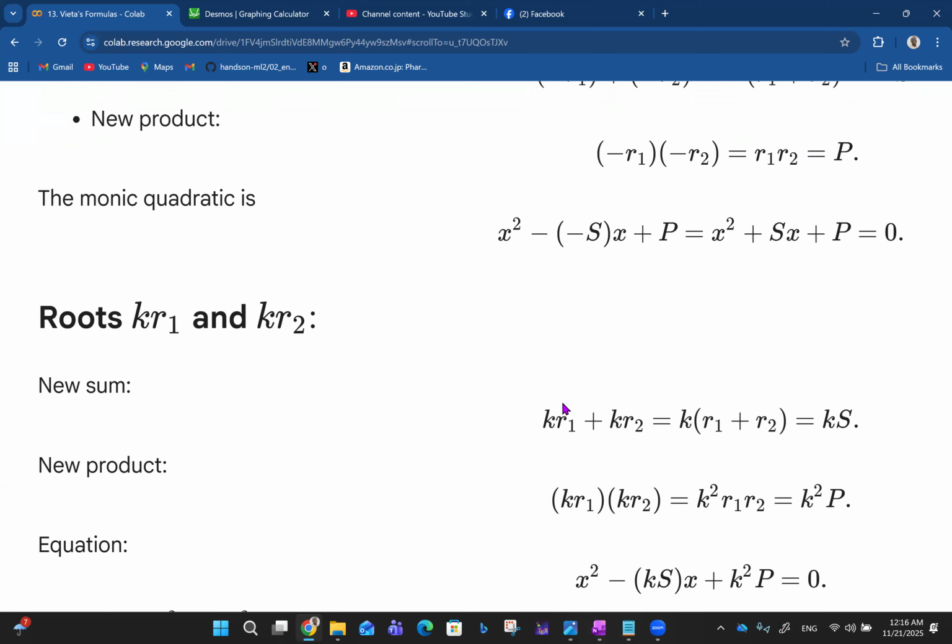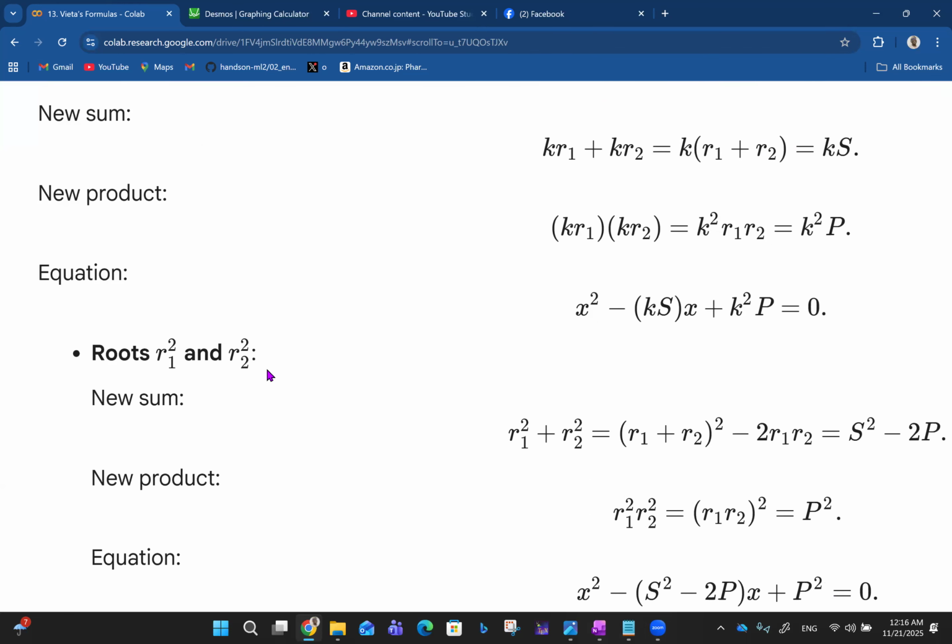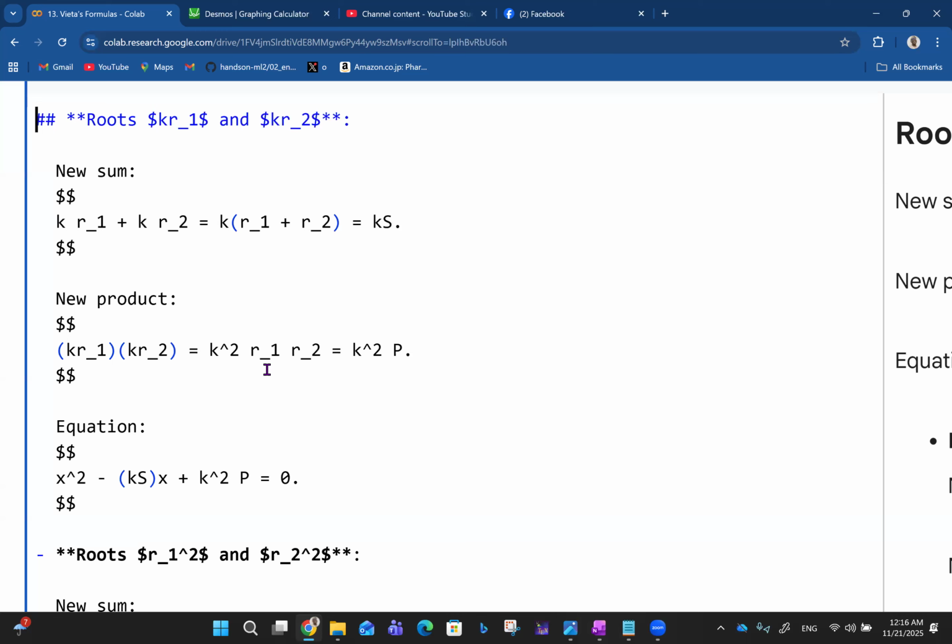So the new sum, you have kr1 plus kr2, and that's simply k times (r1 plus r2), that's k times s. Well, the new product, you have kr1 times kr2, that's k squared r1 r2, that's k squared p. Then you just have x squared minus the new sum times x plus the new product, and that is equal to 0.